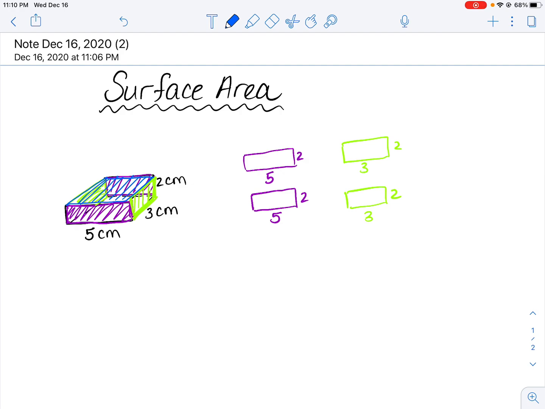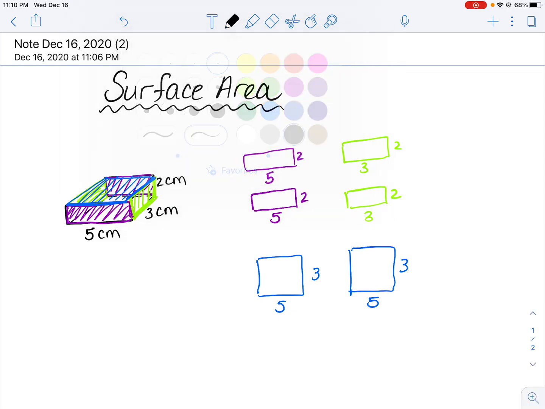The top piece looks like it's 5 centimeters by 3 centimeters. So the top and the bottom rectangle, 5 by 3. This is not drawn to scale. So those are my 6 sides of my rectangular prism. You can see surface area is about calculating the area of each side of your shape.